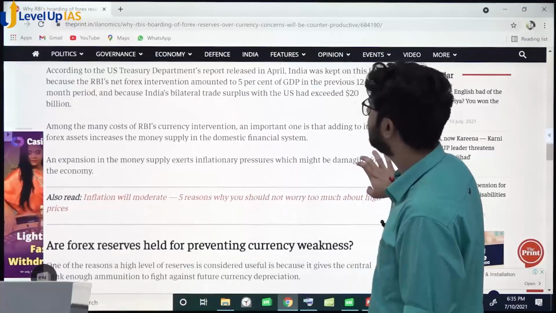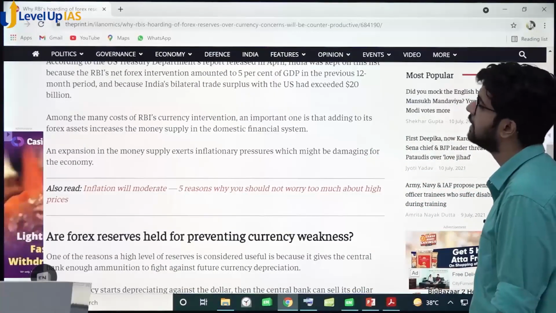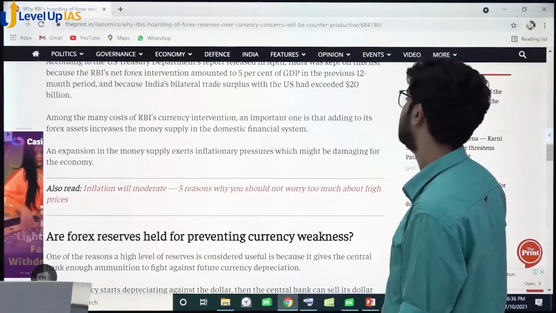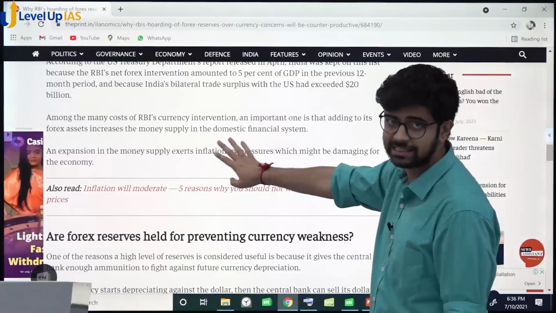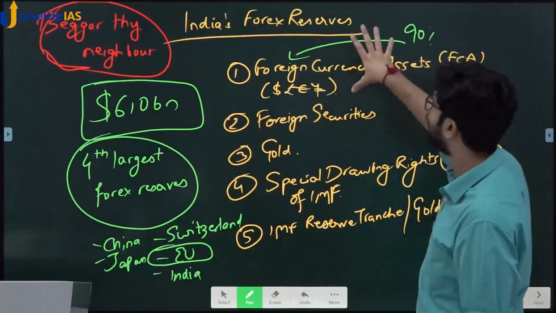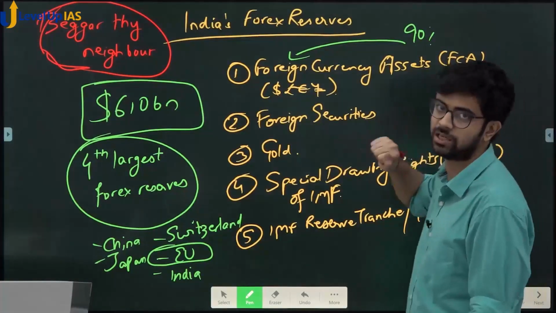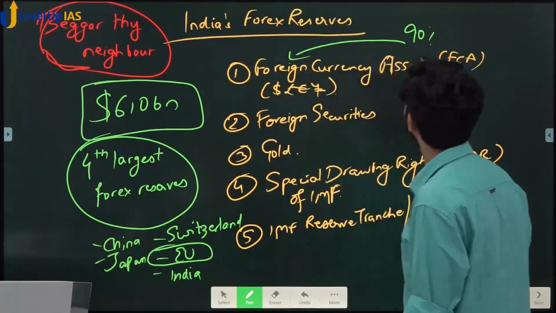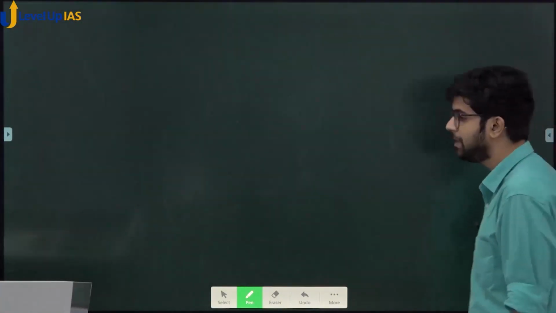Among the many costs of RBI's currency intervention, an important one is that adding to its forex assets increases the money supply in the domestic financial system. One of the costs, we have not discussed this yet, so let us discuss this first. How much should forex reserves be? Should it be too much or too low? What will happen if it is too low? We know that there is a risk of sovereign debt crisis if it is too low. What if it is too much?